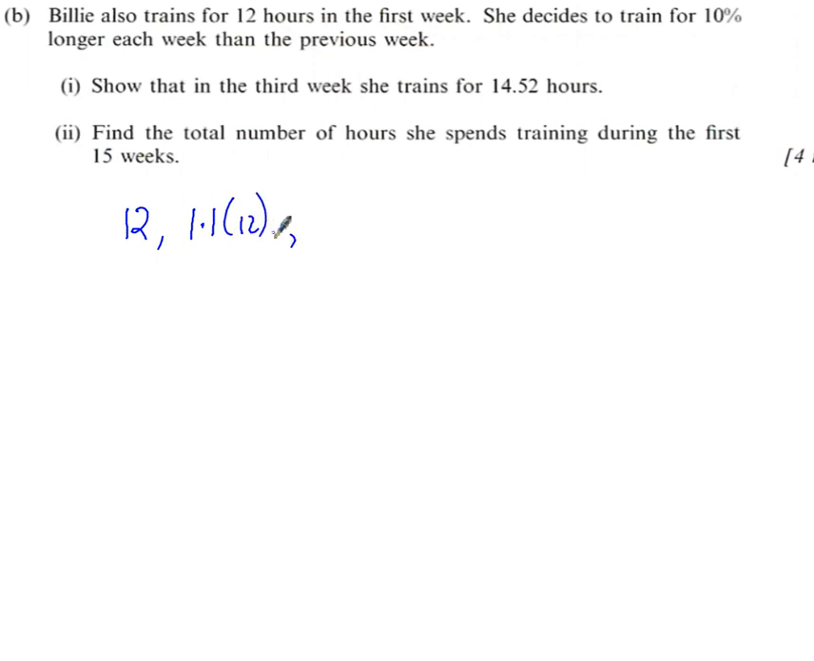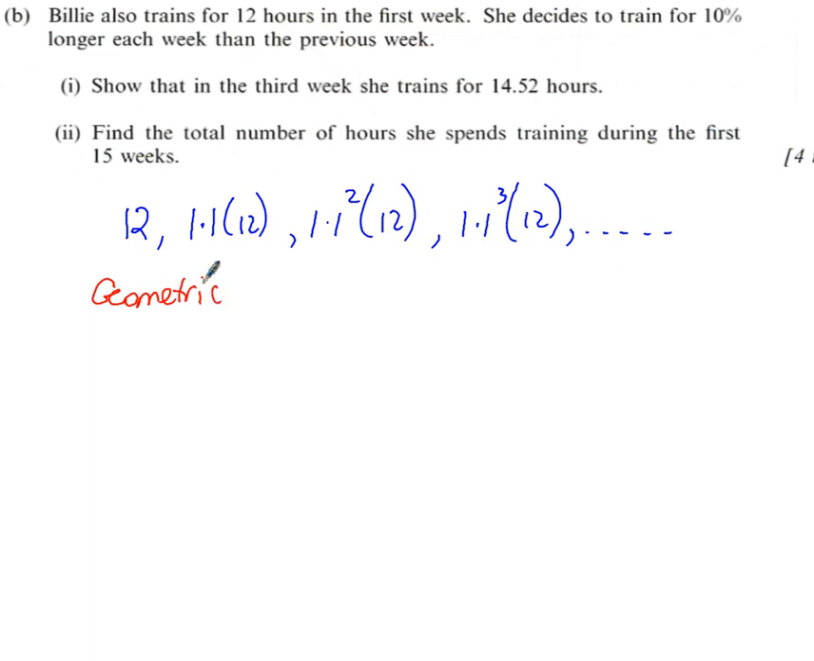And then in week 3, she wants 110% of this amount. So 1.1 times 1.1 times 12. So 1.1 squared times 12. Multiply that by 1.1 again, we'd have 1.1 cubed times 12, and so on. If we have a look at that, we can see we've got a geometric sequence here, geometric, where a is equal to 12. Our common ratio, we're multiplying each of these by 1.1 each time. Okay, so we know what we've got, we can now work with it.